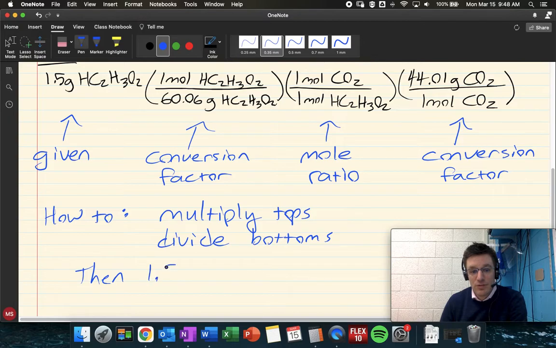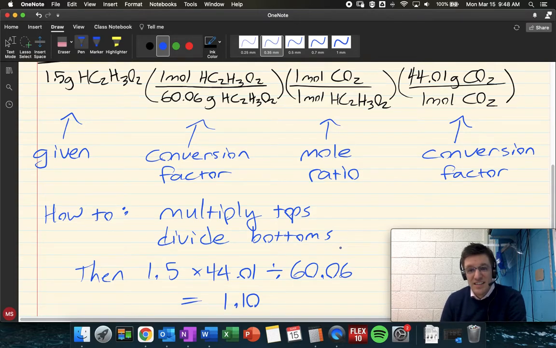So again, what we did was 1.5. We took that times 44.01, and then we divided by 60.06, and that equaled 1.10. And that's it. That's all we had to do. So this thing is really big and ugly looking when I write it all out. Well, big and beautiful, pardon me. But when you actually write down what you're doing on the calculator, you're just multiplying and dividing 3 numbers. It's no big deal, right? And that's our final answer, 1.10 grams CO2.